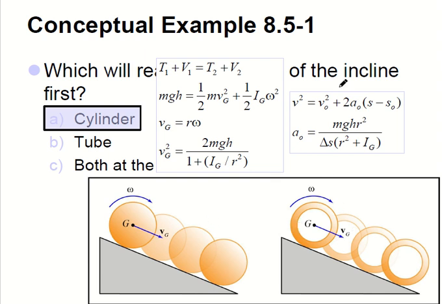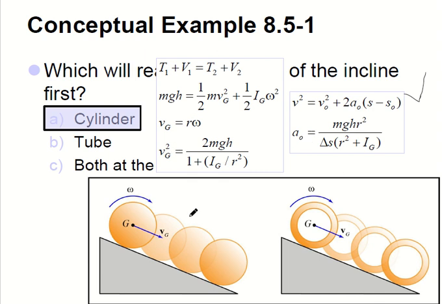Then of course we use the constant acceleration equation. I know one of the students wants to use this equation a lot. I think he got it from physics. So we can calculate that constant acceleration, and we put this into there. Therefore we get mgh r squared divided by delta s and then r squared plus IG. This is where you get the acceleration, which is the rate of change of velocity.